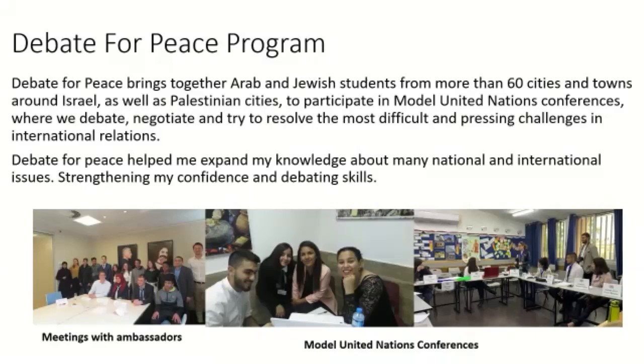And on the left, meeting with ambassadors. We also meet with ambassadors and discuss the peace process with ambassadors from different countries and kingdoms. Here is the ambassador of the Kingdom of the Netherlands.